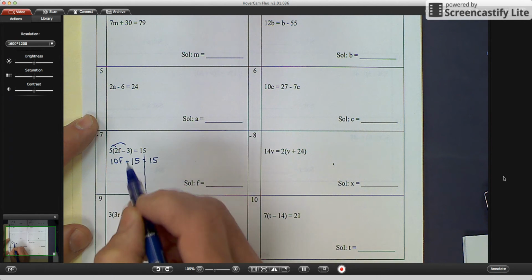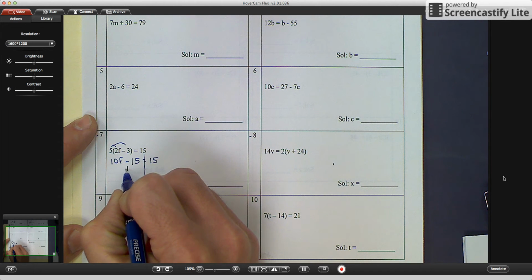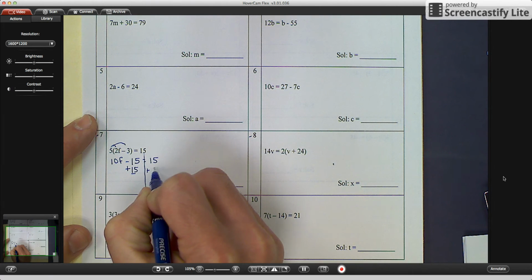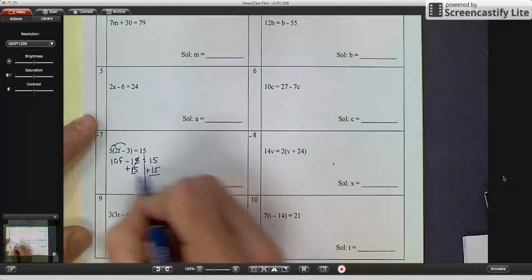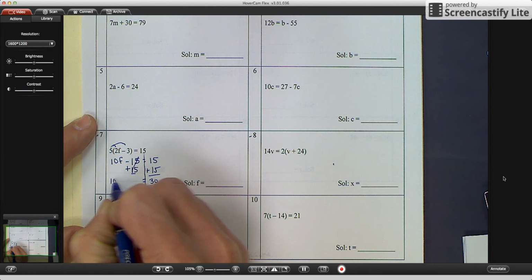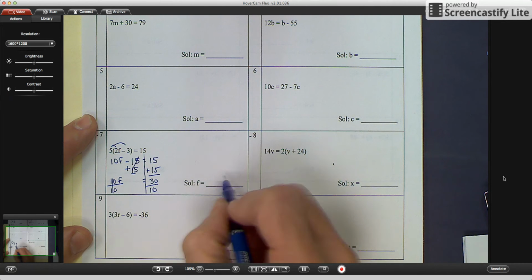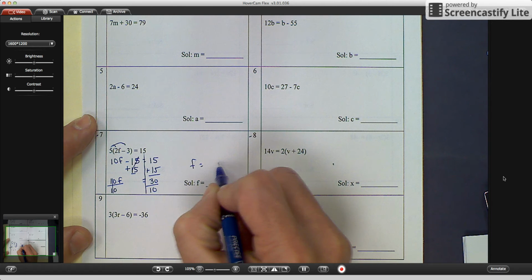It says isolate the variables and constants. So I got to get my variables by themselves. So I'm going to add 15 to both sides, do the inverse operation. These cancel out. You get 15 plus 15 is 30, is equal to 10f. Then I'm going to divide by 10. Divide by 10. They cancel out. And you get f equals 30 divided by 10. So f equals 3.